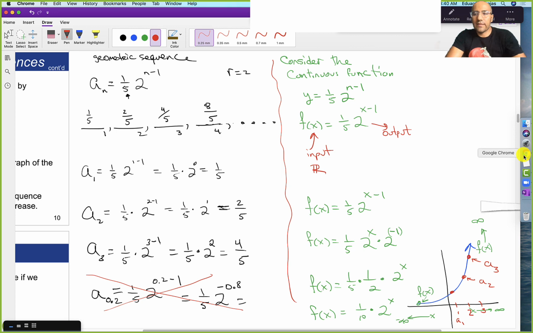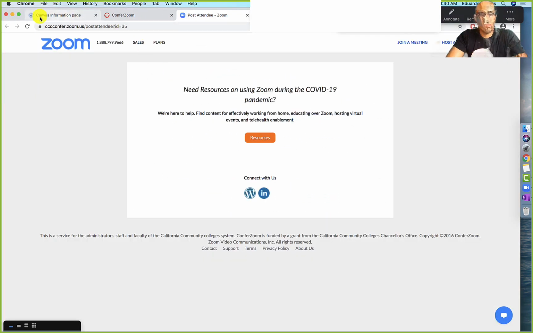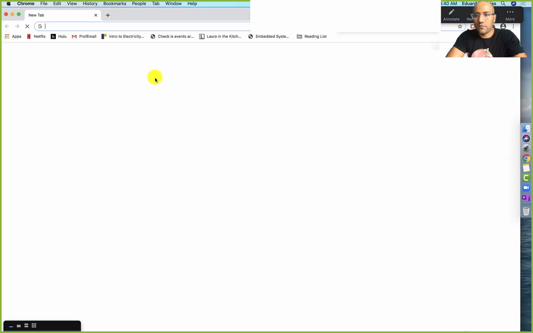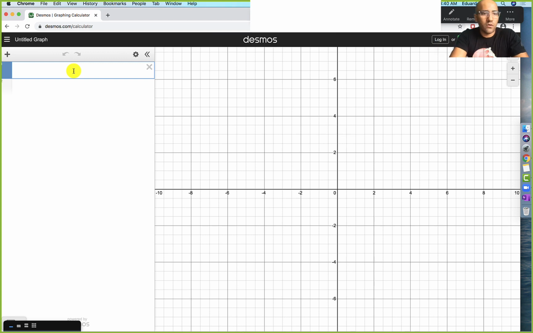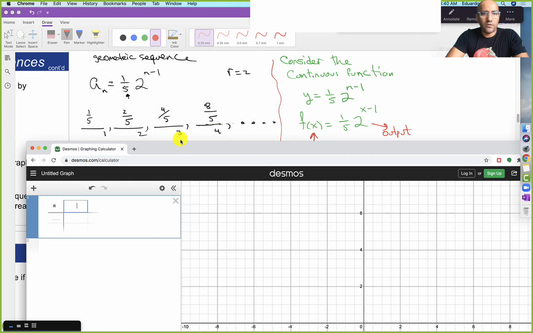Let's graph it with Desmos. It's bound to be better than my graphs. Let's get rid of all of these things. Okay, so let's begin with a table of values where we had n, and the equation was, I forgot, was it 1/5? So I'm going to push this one into there. It was 1 divided by 5, and then 2 to the power of n minus 1.